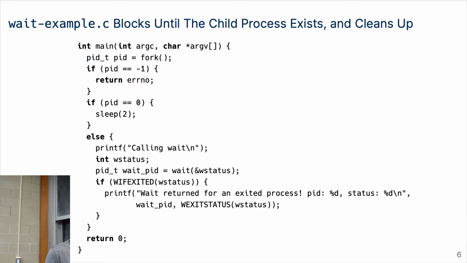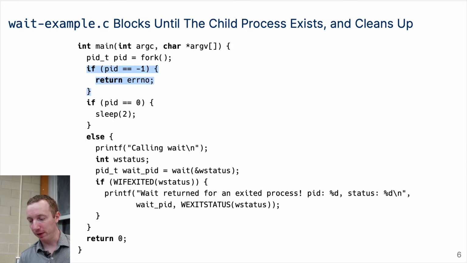Sorry, what does sleep do? Sleep is a way for processes to yield the CPU. So sleep 2 just means put myself to sleep for 2 seconds. I don't want to execute for at least 2 seconds. And then after that, the kernel will wake you up again and let you execute.